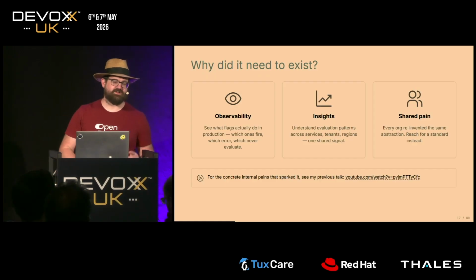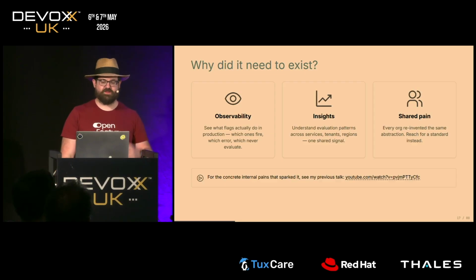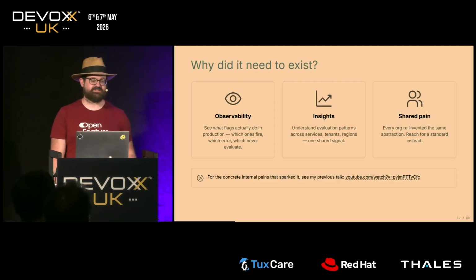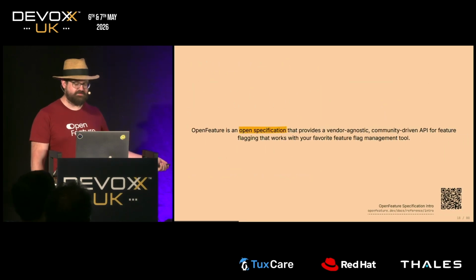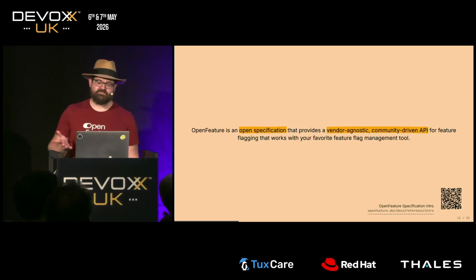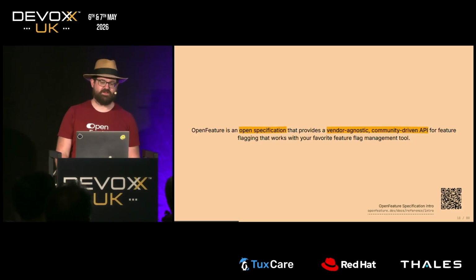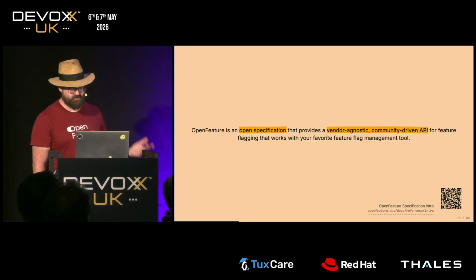And there were also a lot of shared pain around in the community, how to migrate from one to another. And that was simply the idea, hey, let's start doing this, and let's start creating OpenFeature, which is an open specification that provides a vendor-agnostic, community-driven API. And this works for every kind of feature flag management tool you like. Is it your own? Is it a vendor? You can decide whatever you want.